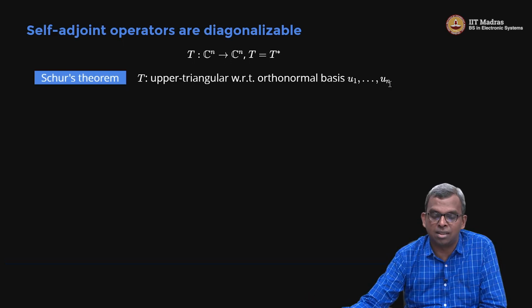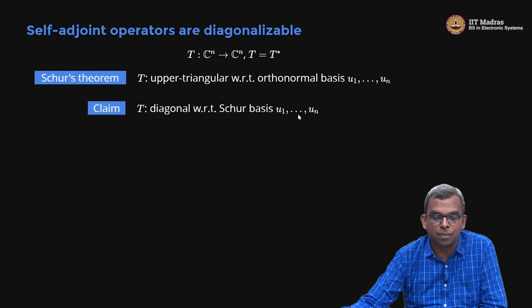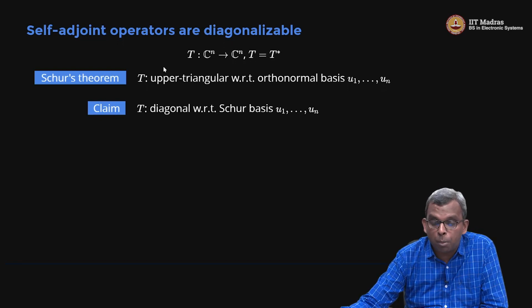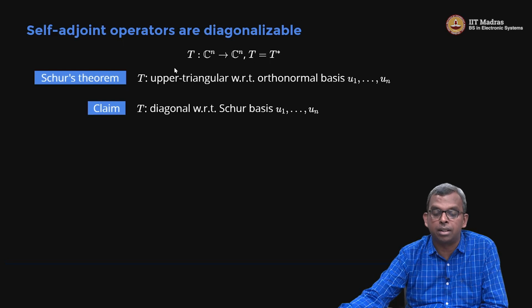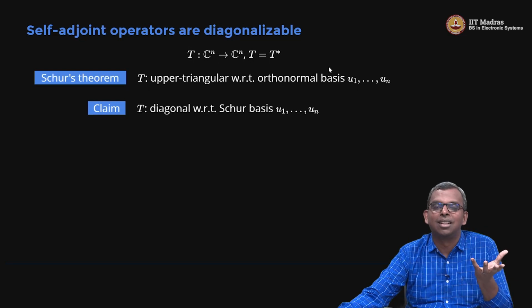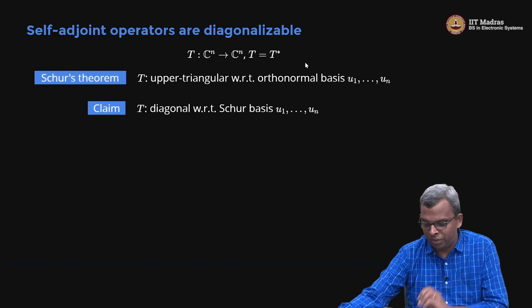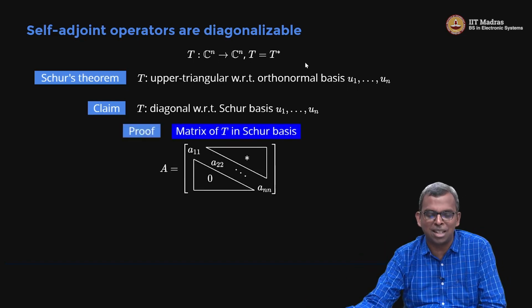Okay, here is the clincher. This is the crux of the argument and it's really nice. For any operator you have upper triangular with respect to an orthonormal basis. On top of it, if the operator is self-adjoint, T equals T star is satisfied, then in fact T ends up being diagonal with respect to the same Schur basis. So if you have a self-adjoint operator, whatever basis with which you are normally getting upper triangular, you will magically get diagonal because of the self-adjoint property. The self-adjoint property is very sharp. It's very easy to prove this. There is nothing in this proof, right?